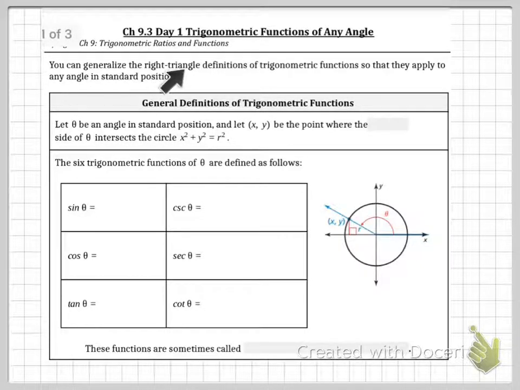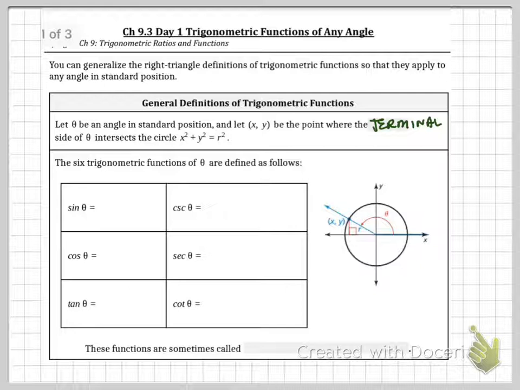So you can generalize the right triangle definitions of trigonometric functions so that they apply to any angle in standard position. So we're going to let theta be an angle in standard position and let (x, y) be the point where the terminal side of theta intersects the circle x squared plus y squared equals r squared. So here are the 6 trig functions of theta.